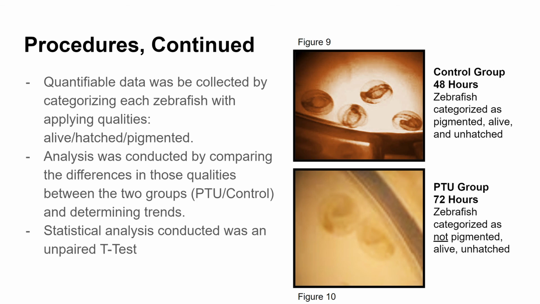The figure in the top right was categorized as pigmented, alive, and unhatched, and it was found in a well of a control group. The figure in the bottom right was categorized as not pigmented, alive, and unhatched, and it was found in a well of a PTU exposed group.